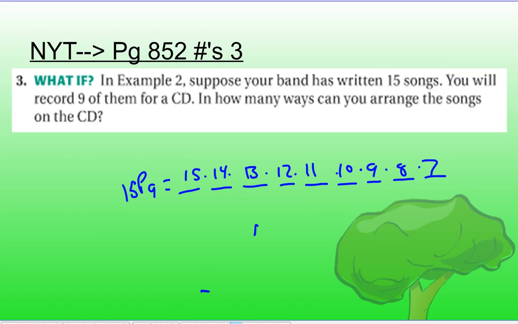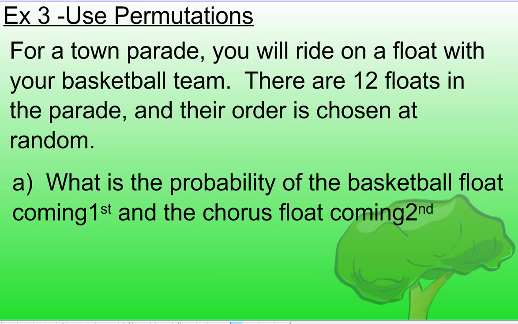Now, the last topic for the day is using permutations to find probabilities. So what you'll see in these next couple examples, it says, for example, in a town parade you'll ride on a float with your basketball team. There are 12 floats in the parade, and their order is chosen at random. Okay? What is the probability of the basketball float coming in first and the chorus float coming in second? So we're trying to find the probability that basketball comes in first and chorus comes in second.